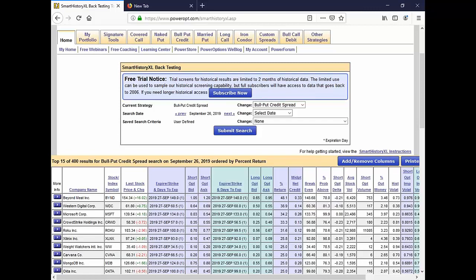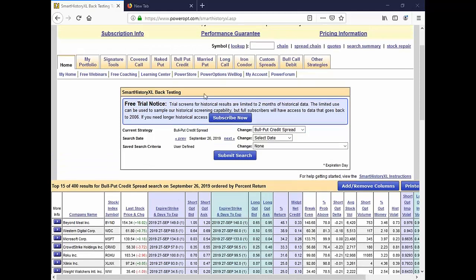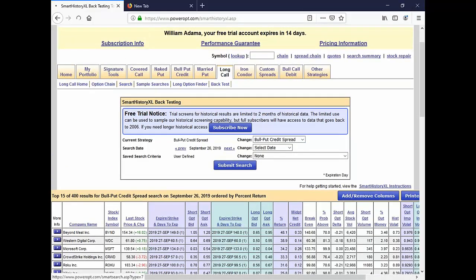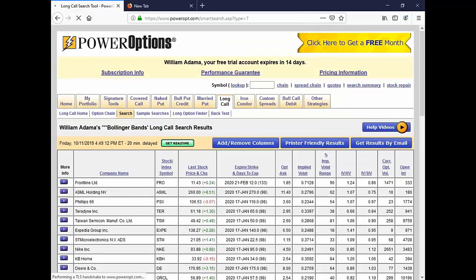So Thomas, Mike, I would like to learn how to use PowerOptions to take directional calls or puts on a stock that is running after earnings. Can you help me with that type of search using the tools? Well, I guess the best way to do it, I would go into long call, going right into the search for long call.